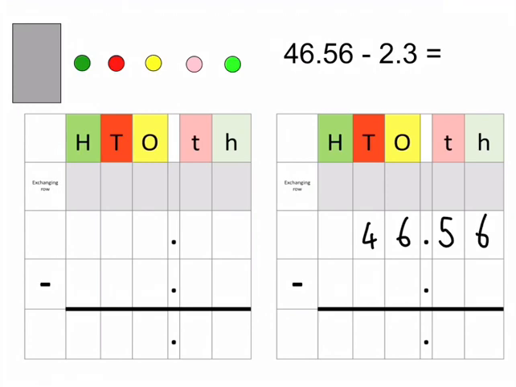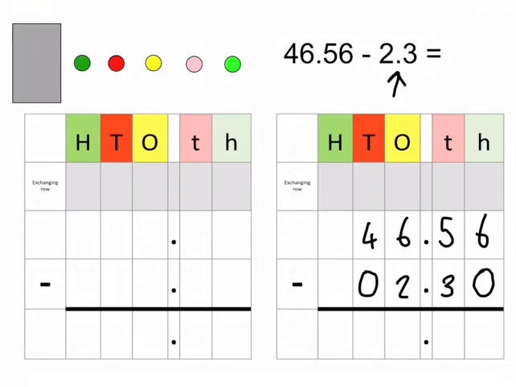46.56. Now 2.3. Notice where the decimal point is. 2.3. It's not a 2 and a 3 there. It's a 2 and a 3 there because the decimal point's in the middle of them, and the decimal point never moves. Now, I'm just going to fill in placeholders just so I've got something in every place so I know what I'm doing.